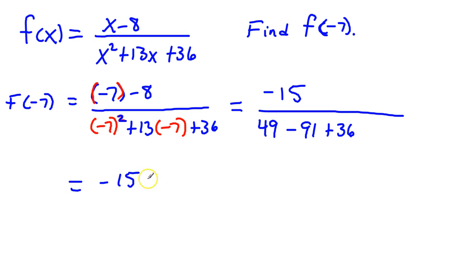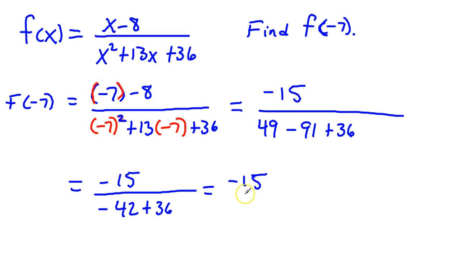It's negative 15 over 49 minus 91. That is negative 42. And then plus 36. If we do negative 42 plus 36, that is a negative 6.